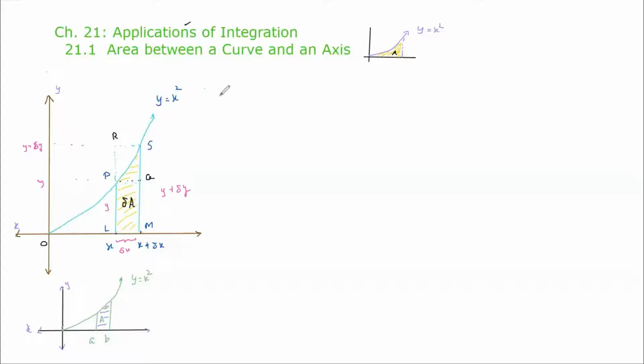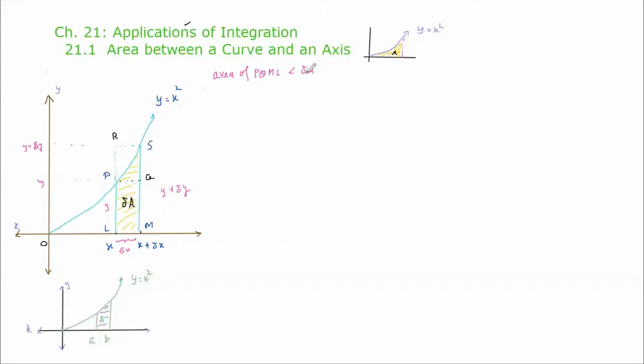the area, down here, the area of PQML is smaller than the delta area, smaller than this yellow area here. So we name it delta A, the yellow area here.